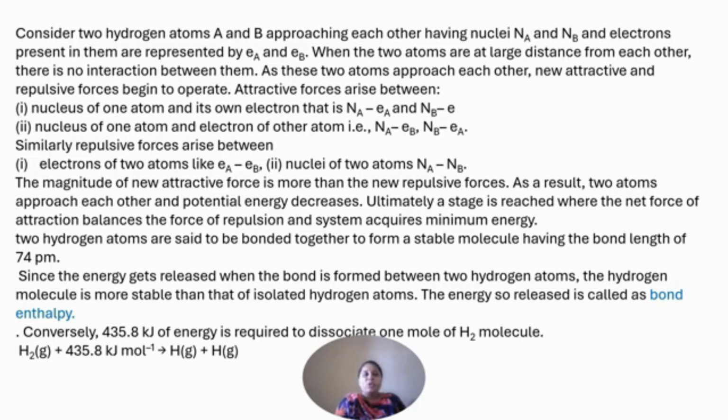of 74 picometer. As energy gets released when the bond is formed between two hydrogen atoms, the hydrogen molecule is more stable than isolated hydrogen atoms. The energy released is called bond enthalpy. The amount of energy required to dissociate 1 mole of H2 molecules is 434.8 kilojoule.